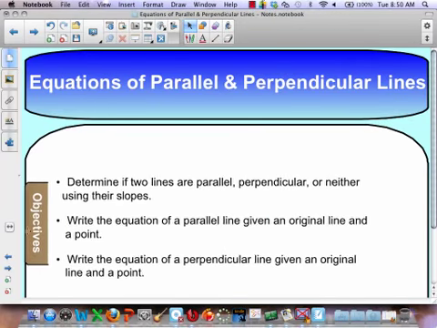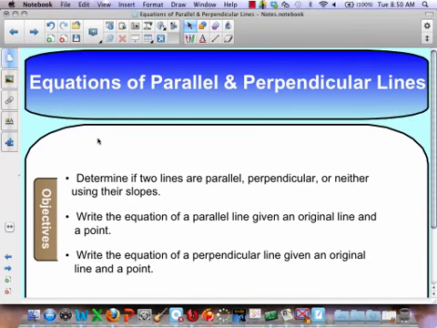Alright guys, looking at today's lesson, we kind of already did a piece of this. We're going to look at determining if two lines are parallel or perpendicular or neither. And then we're going to learn to write equations for those. Today we're really going to cover just the first two points. Tomorrow, or whenever we come back to school, we're going to talk about how to write the equation for perpendicular lines. So we're going to take this slow today, looking at how to do the equations of parallel lines and how to do the equations of perpendicular lines. And we'll go from there.